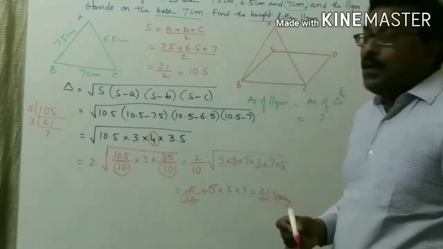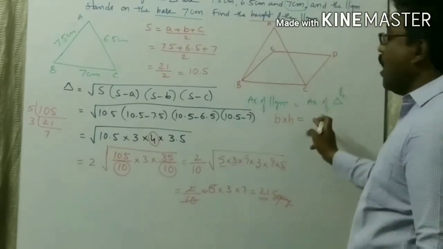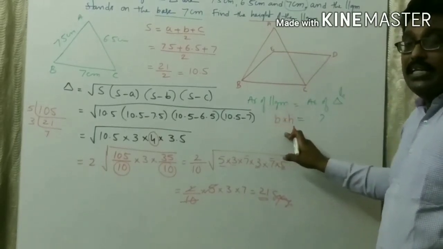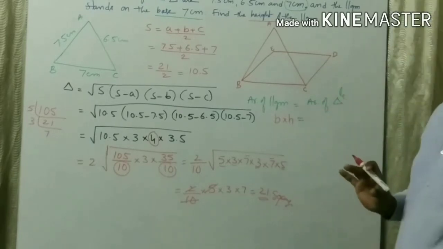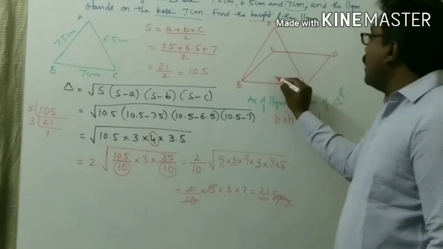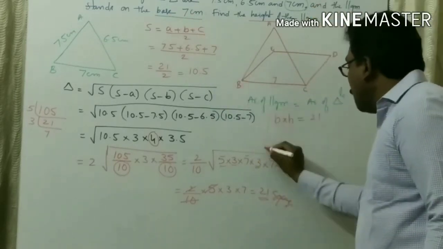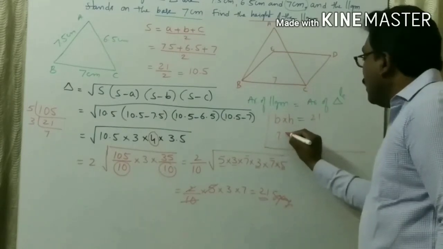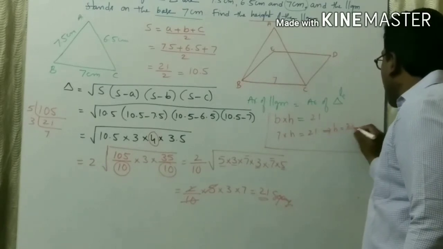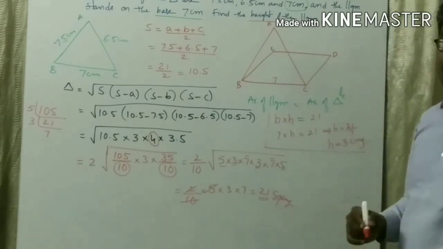Now, area of parallelogram formula. Base into height. First, our general demonstration. Area of parallelogram, base into height. Area of triangle, how much we got? 21. Base of the parallelogram, because common base as 7. So 7 into height is equal to 21. So that implies height is equal to 21 by 7. So height is equal to 3 centimeters.